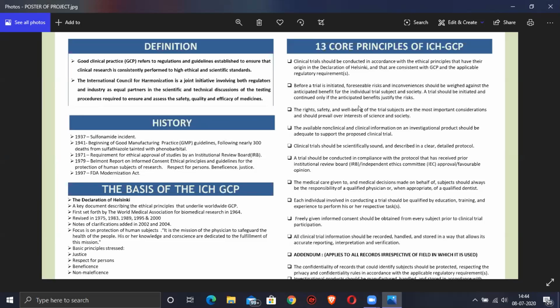Next, we move on to the rights and safety of the subjects, which must be given the utmost importance and should prevail over the interest of society. There are many cases wherein, in order to bring a particular medicine into study in the past, the safety of the subjects has been overlooked, and because of that, many subjects have either been impaired or even led to the cause of death. Because of this, always the safety and the rights of the subject have to be given the utmost importance and should prevail over the interests of science and society.